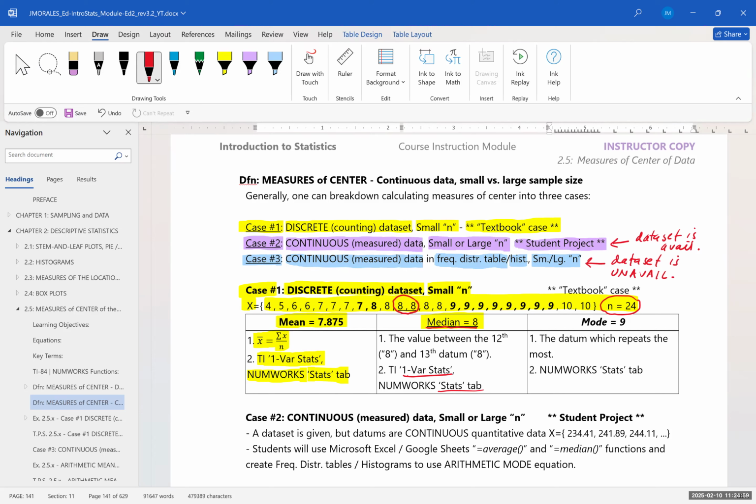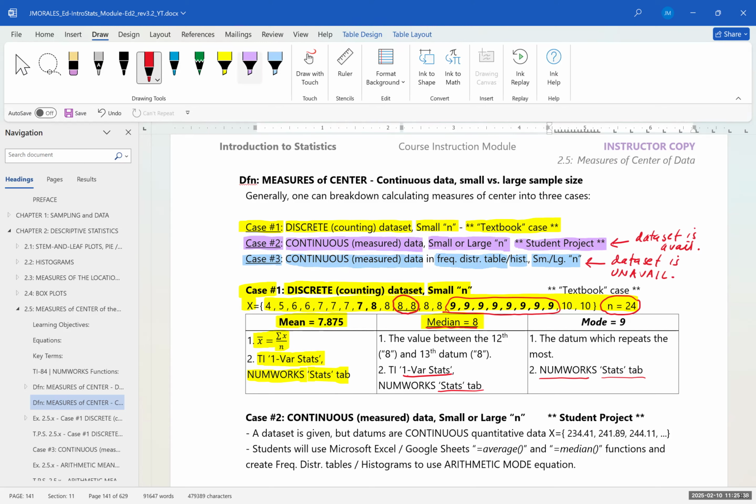And then the mode. So in this case, the mode is 9 because it's the value that occurs with the highest frequency. So you can see here is the datum 9, and it occurs 8 times, so more than anything else. Now the mode, I don't think the Texas Instruments calculator will provide that, but the NumWorks calculator does in the stats tab. So you can get the mean, median, and mode, the three measures of center, relatively easily when you're dealing with a discrete data set with a small sample size.